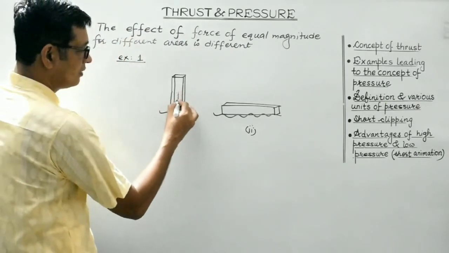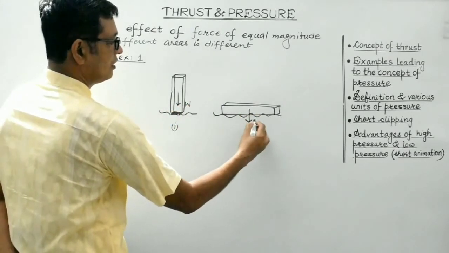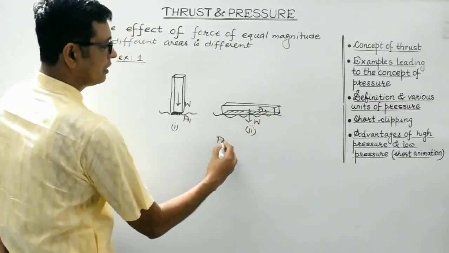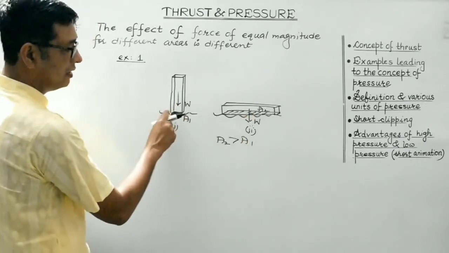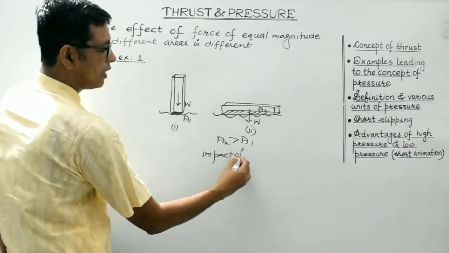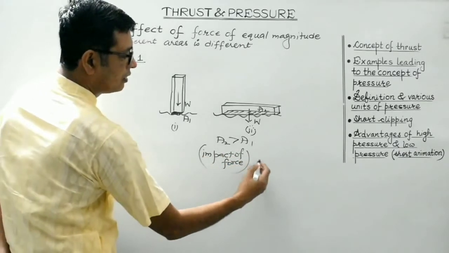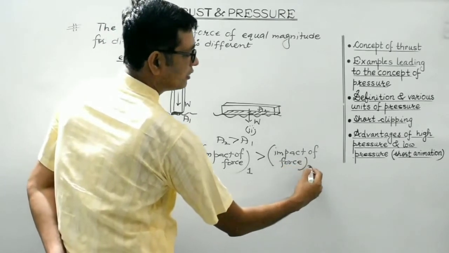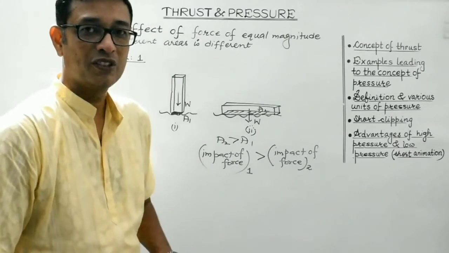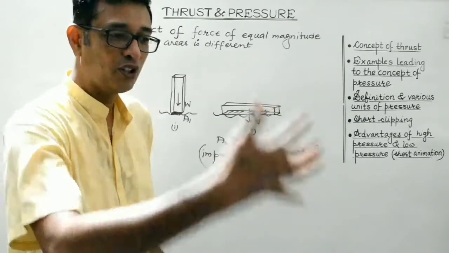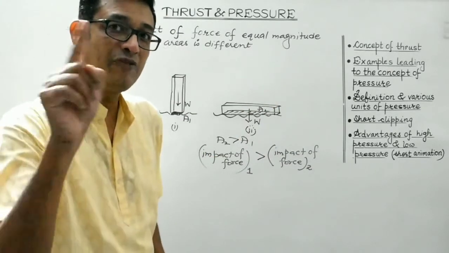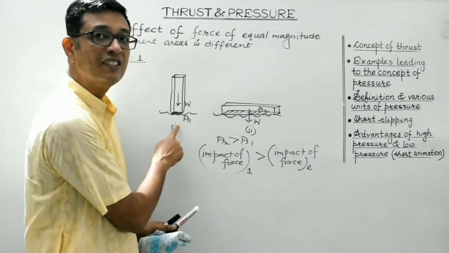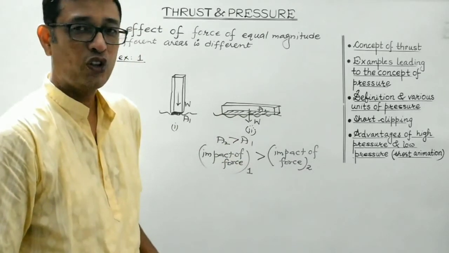Similarly, in both the cases, the force is the weight. But here, suppose area A1 and this is area A2. This is the area of contact, A2. Obviously here, A2 is greater than A1. But the impact of force in case 1 is found to be greater than the impact of force in case 2. Understood, students? I'm not talking about the force. In both the cases, the force exerted by the body on the loose mud is the same. But I'm talking about the effect or impact of force. Impact of force in this case is greater as compared to this case. Here the area of contact is smaller. Here the area of contact is larger. Right? You can consider other cases.